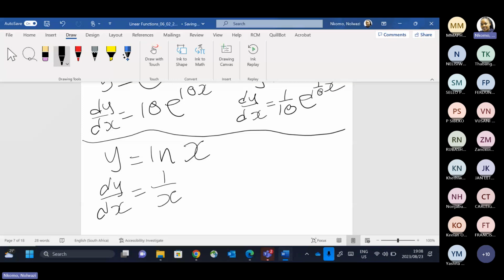If we're given this function as m equals ln q, then dm over dq is going to be 1 over q, right? Those are the rules of differentiation for an exponential and the natural logarithm function. Okay, let's move on to another rule.